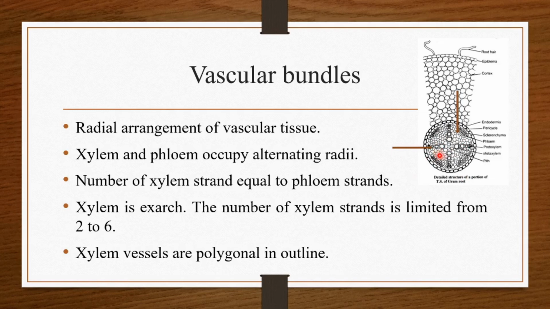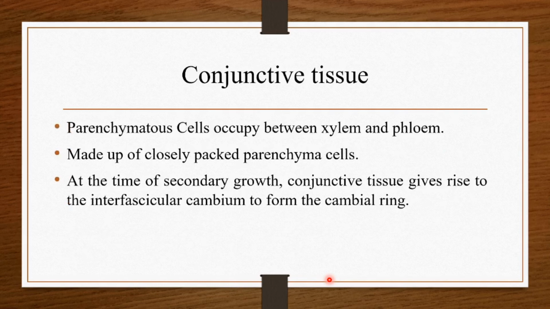Xylem is in exarch condition, which means the metaxylem, the large xylem, is facing towards the central region, the pith region, and the protoxylem is facing towards the periphery. And the number of xylem strands is limited from 2 to 6. In dicot root, the vascular bundles are limited in number, and the xylem vessels are polygonal in outline. So these are the main parts of a vascular area.